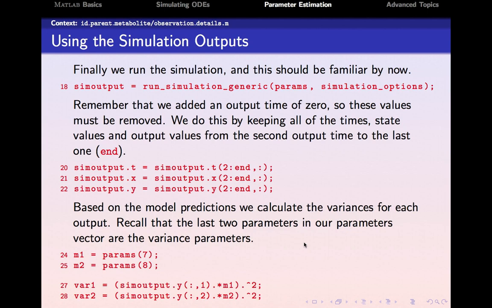Now we need to calculate our variances. So I basically create these two different variables called M1 and M2. Basically, param 7 and 8 store our variance parameters. And then I calculate the variance, var1 and var2, based on the simulation output and the variance parameters.